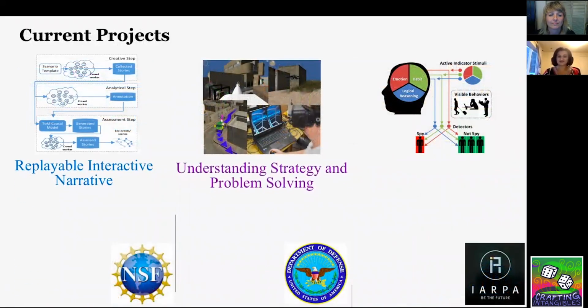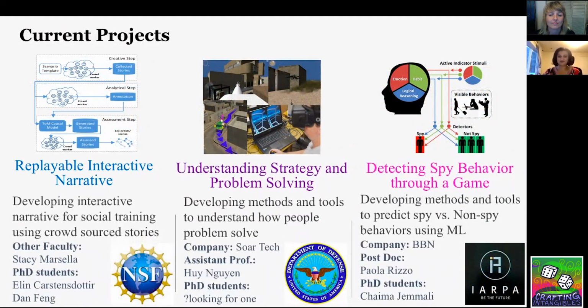The current projects that we're working on are 3 big projects, and some of them are just starting and others are underway. One of them is looking at how we create interactive narratives with content taken from crowdsourcing. If you've worked on interactive narrative before, you probably know that developing content for it is hard, and requires a designer a long time to develop all of the differences depending on how people are interacting.